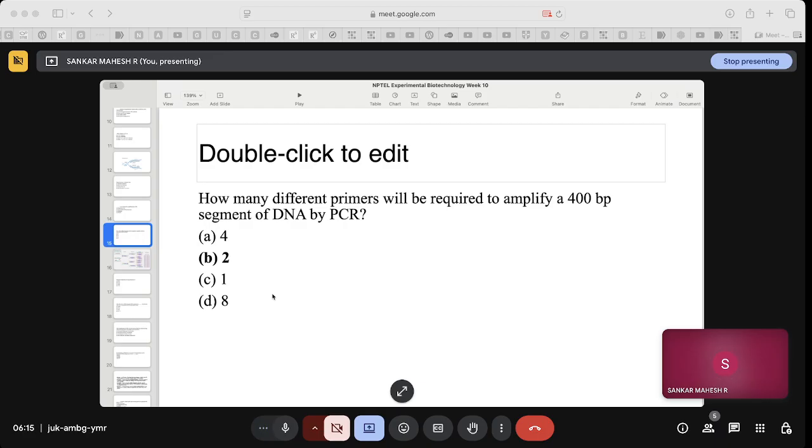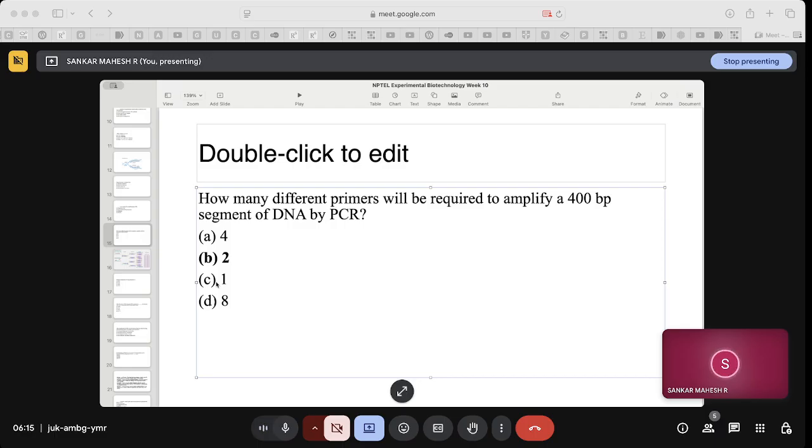Yes, that is right. So 2 is definitely correct. What I was trying to get across is one option that is definitely incorrect. That is option C, which is 1. With one primer, you cannot do amplification. If you do, you will get a single strand. You will not get a double-stranded DNA.